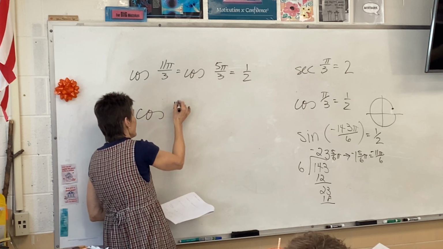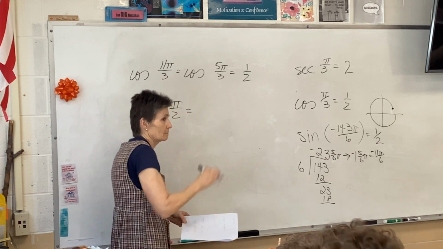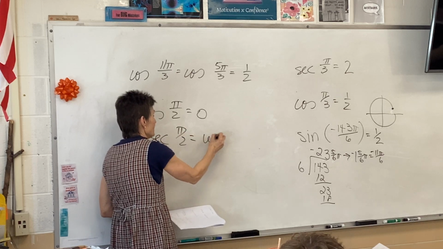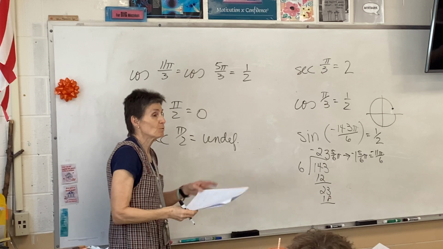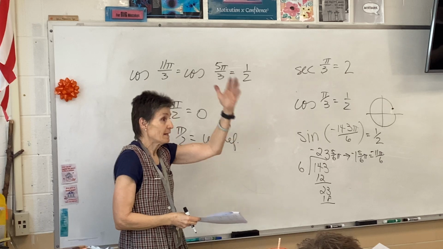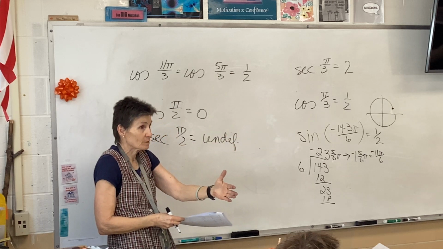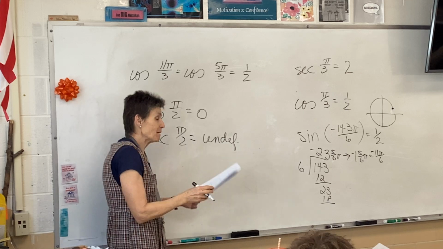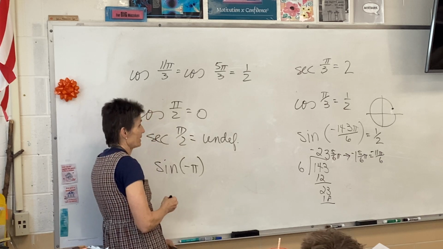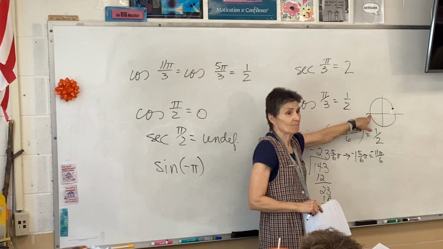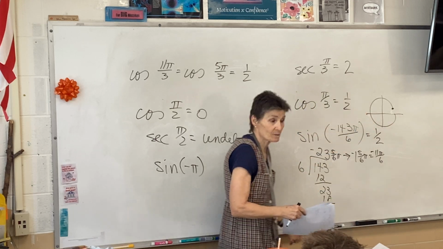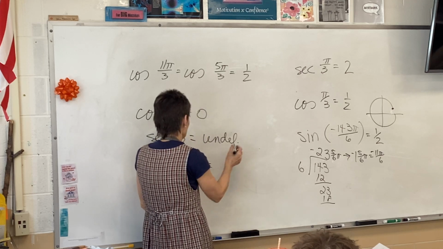What is the cosine of pi over 2? 0. So the secant of pi over 2 is undefined. You think back, one day I graphed the secant for you, and at pi over 2 there was an asymptote. It's undefined. How about the cosecant of negative pi? I don't know. What's the sine of negative pi? The sine of negative pi is 0, so the cosecant will again be undefined.